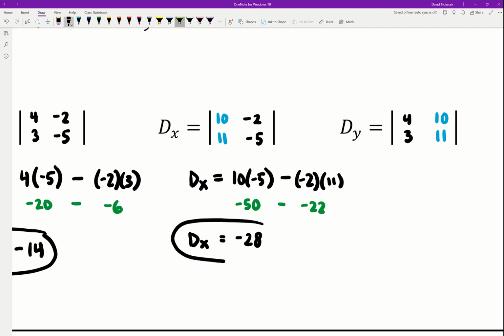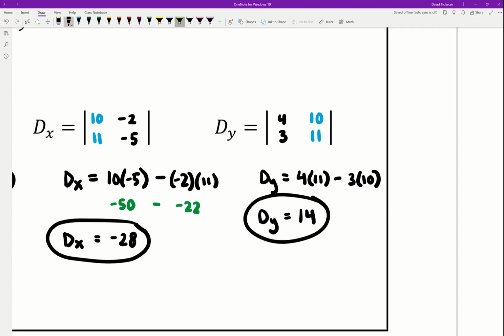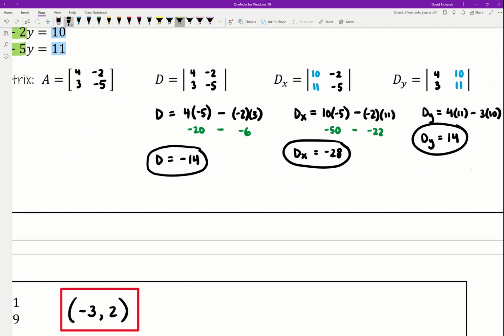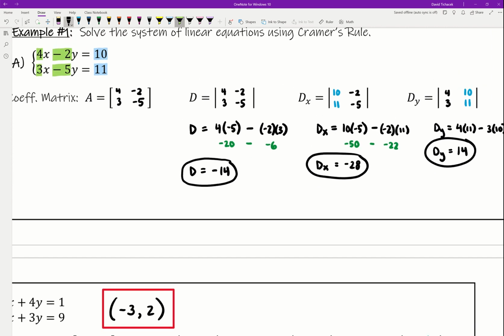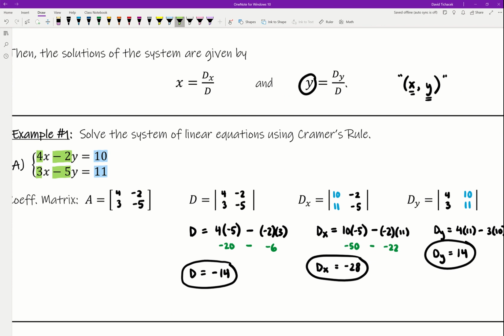And I want to hold on to that number, so I'm going to circle that guy right there. And now I'm going to figure out Dy, so same thing, Dy is going to be equal to 4 times 11, 3 times 10, subtract the results. So Dy is simply just going to be equal to 44 minus 30, and that is going to give you 14. Okay? So we needed to go through and set up all these matrices and then get all of these determinants, because now, according to Cramer's rule, in order to figure out the solutions to our system, we just need to go through and use these formulas right here.